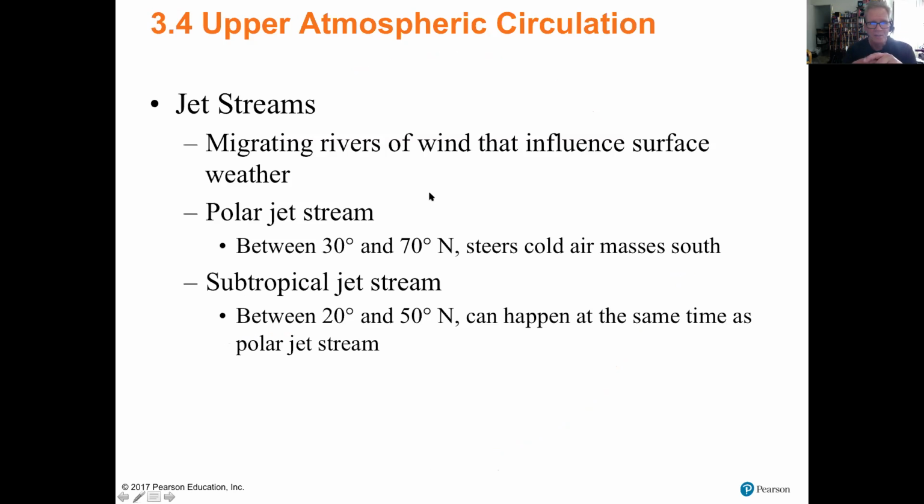Now, the jet stream are the winds that influence the surface weather. So that polar jet stream is between 30 degrees and 70 degrees north, and it steers the cold air south. And the subtropical jet stream between 20 and 50 north can happen at the same time as the polar jet stream.